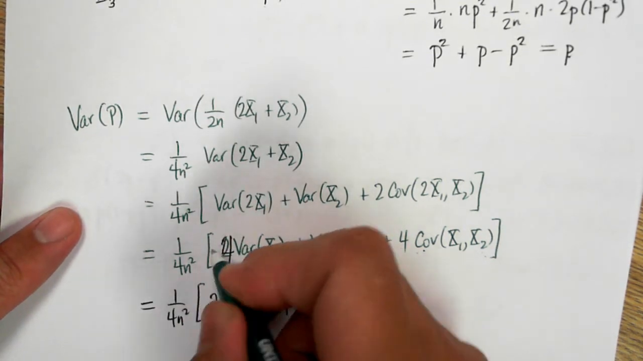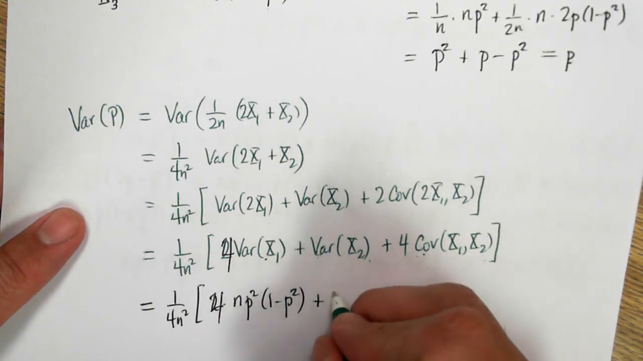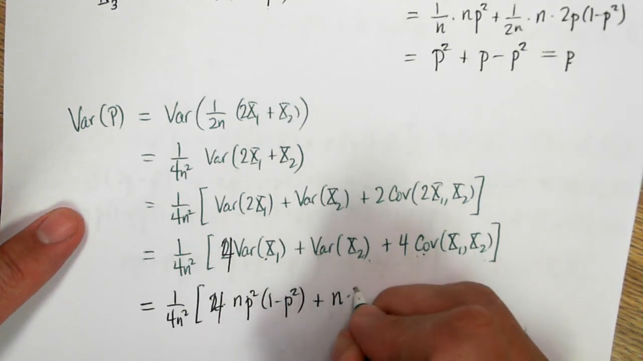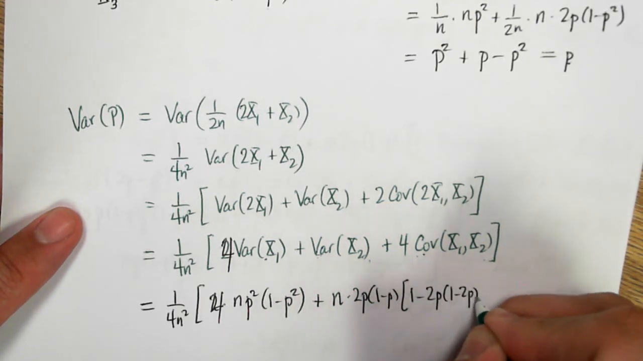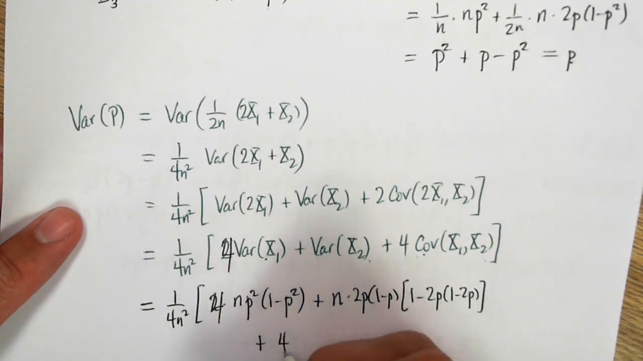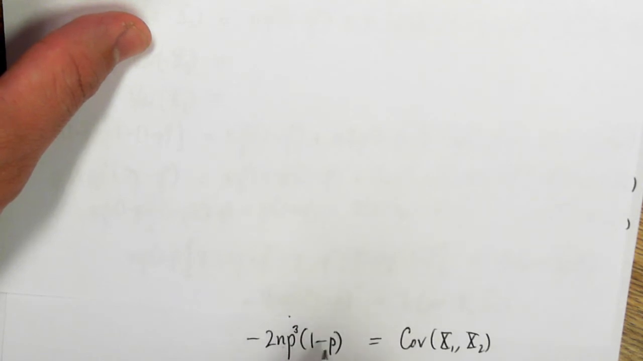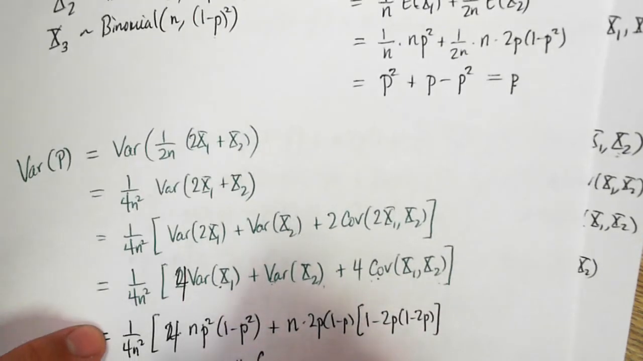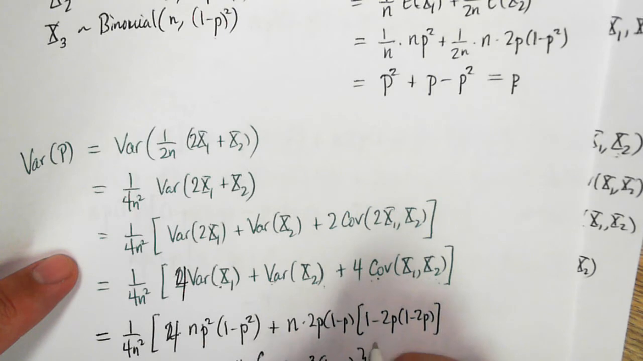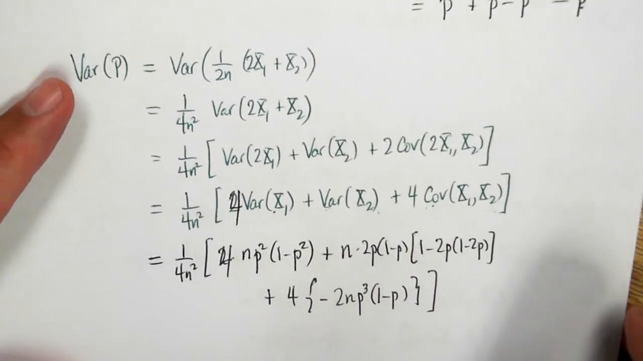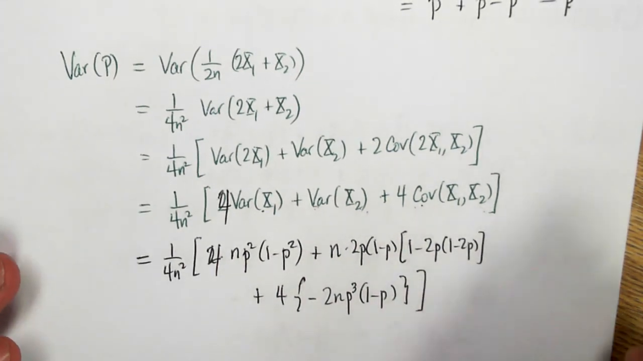And I should have had a 4 here. I apologize. It's a 4, not a 2. Here I have n times the probability of success times 1 minus the probability of success. And then I have 4 times the covariance that I just found. I found it to be negative 2np cubed (1 minus p). So multiplying, we get negative 8np cubed (1 minus p). Okay, now we simplify this and hope for the best.